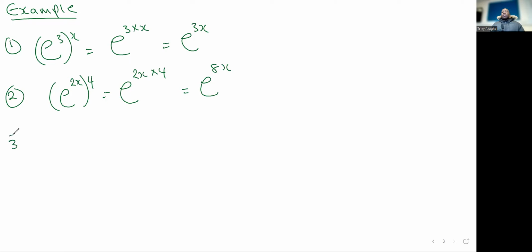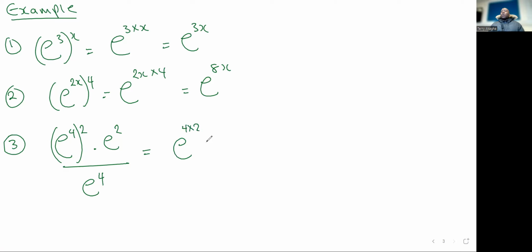Now, let's make it a little bit interesting. Let's play around with the product law and division law in one question. Let's assume we have exponential 4, 2 multiplied by exponential 2 divided by exponential 4. I'm going to solve this first using the power of power law. This gives exponential 4 times 2 multiplied by exponential 2 divided by exponential 4, and that gives exponential 8 multiplied by exponential 2 divided by exponential 4.